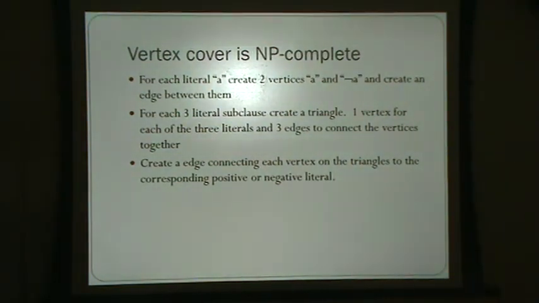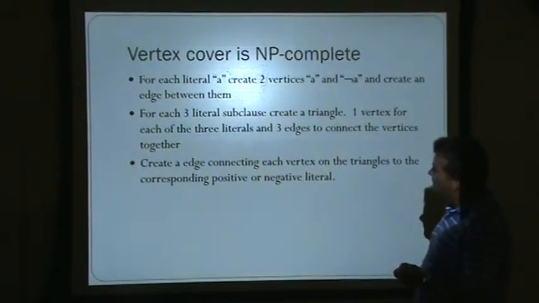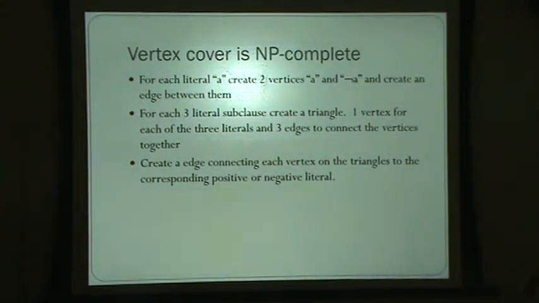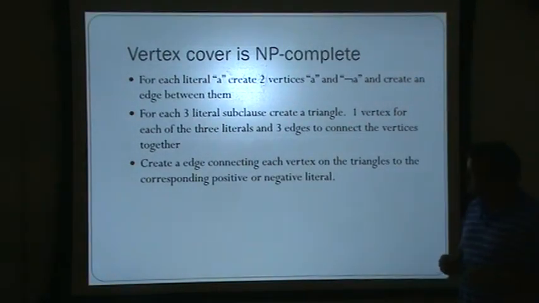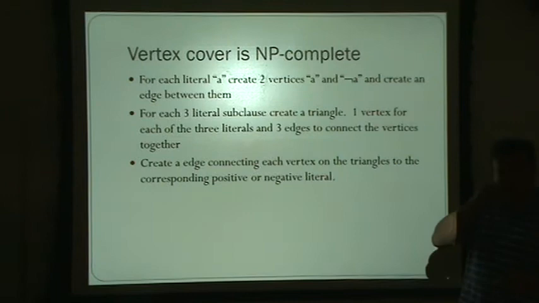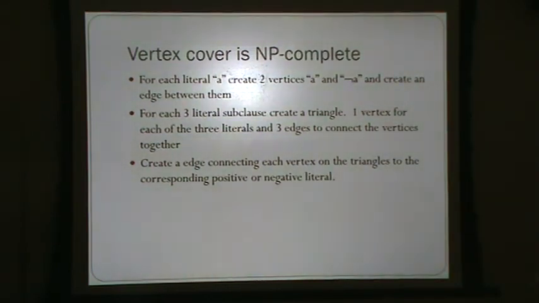So here's the way we'll do it. For each literal A, we create 2 vertices. So here's the approach we're going to take. We're going to take a 3 conjunctive normal form problem and convert it into a graph. And then ask ourselves, can somebody come up with a solution for the vertex cover problem? If so, then we can solve the 3 conjunctive normal form problem.